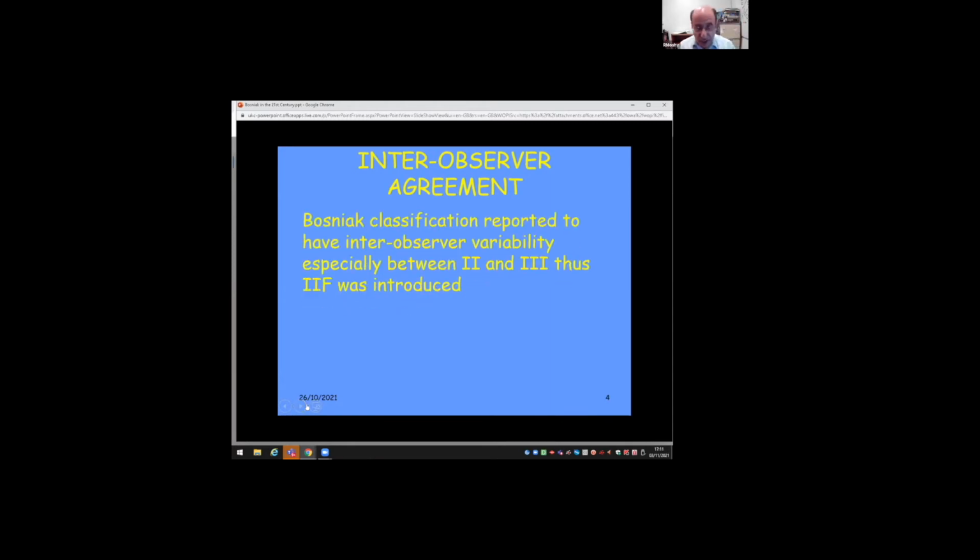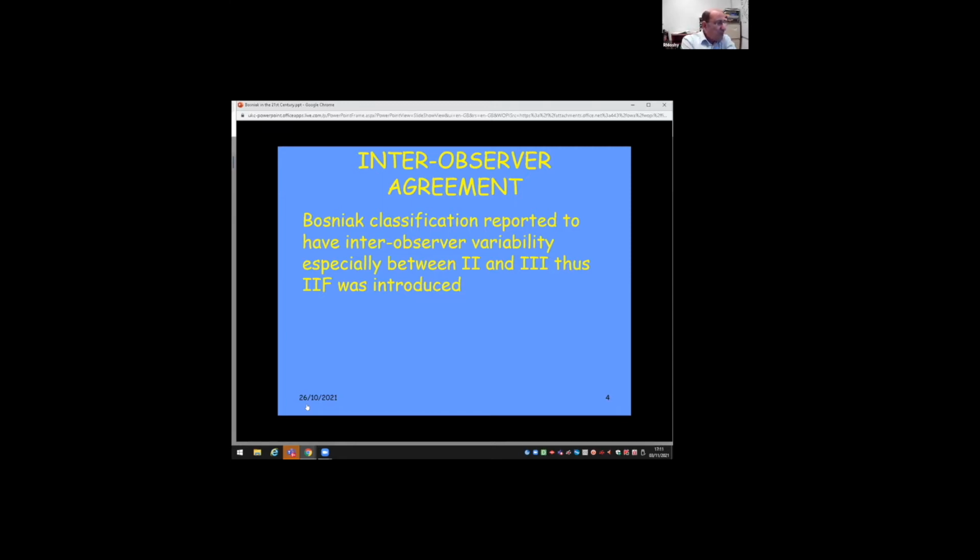We have to look at the inter-observer agreements. The Bosniak classification itself is reported to have inter-observer variability. Whole books have been written. In fact, recently I was asked to review a whole book on how to use the Bosniak classification. When whole books are written about an issue, then you begin to wonder, is it really wonderful?